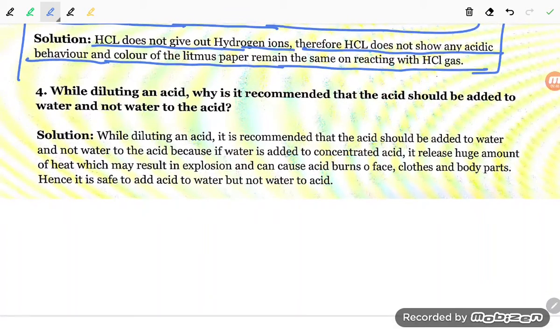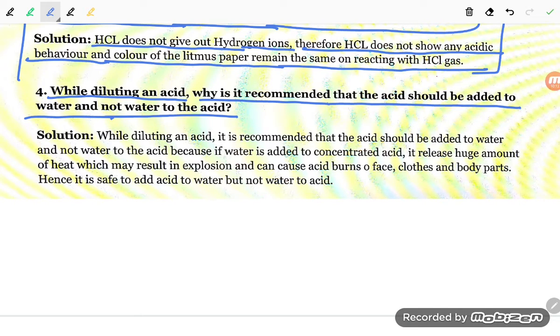Next one: while diluting an acid, why is it recommended that the acid should be added to water and not water to acid? What they are saying again, student: while diluting an acid, why is it recommended that acid should be added to water and not water to acid?